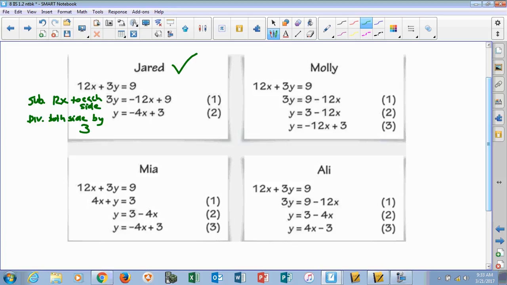Okay. Now if you notice, Mia has the same answer. So if Jared's correct, she's correct, but she did it a little bit different, didn't she? If you look at her first step, what did she do? She divided everything by 3 first.